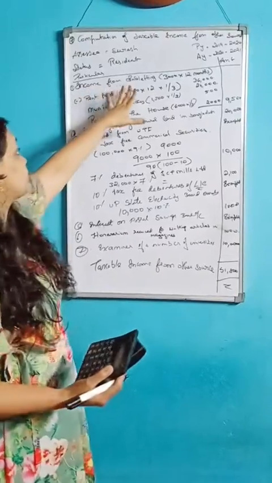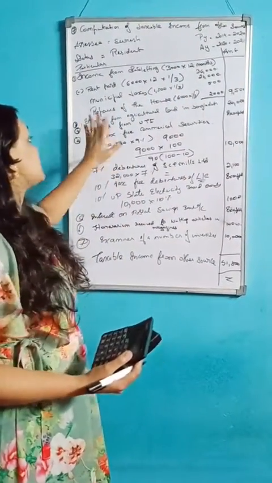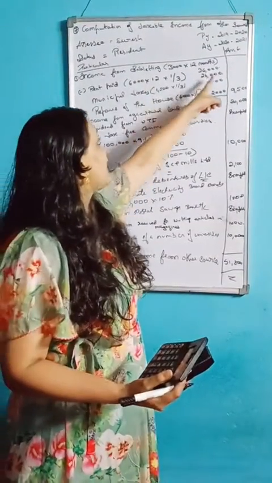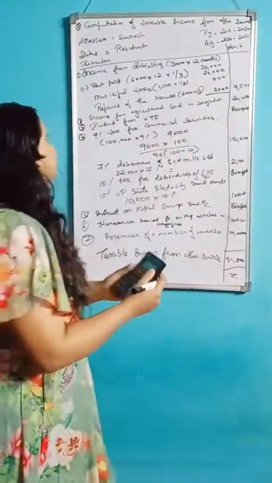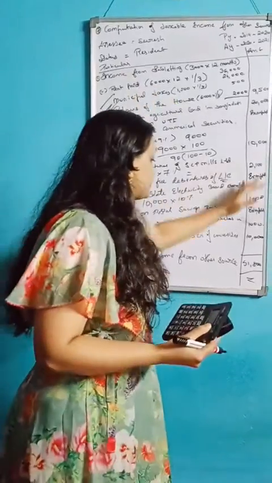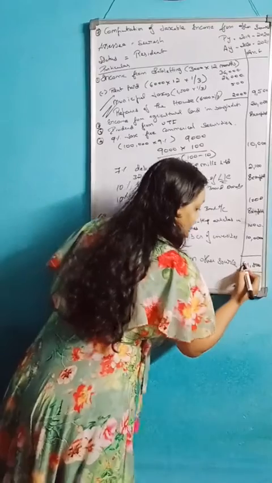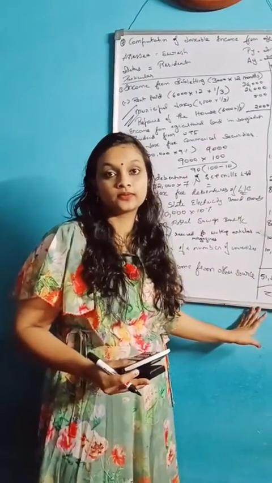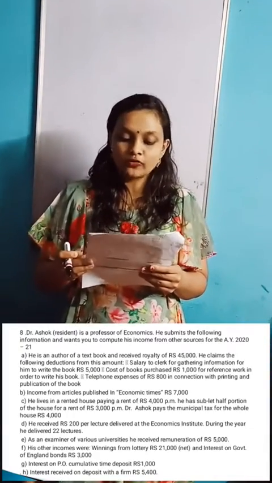One is income from subletting. So after that you will get rent, municipal tax, then repairs, then you add this amount and minus it, you will get 9,500. So this part is very, very important. Please note it. After doing everything, the taxable income from other source you will get is 51,800.